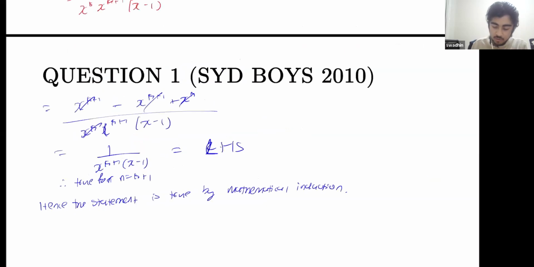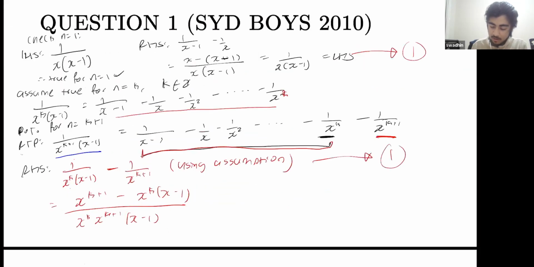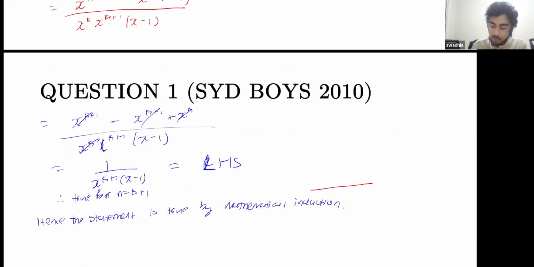So the mark distribution is like this. 1 mark coming from proving for n is equal to 1, another mark for using your assumption, and the final mark for your correct proof and conclusion.